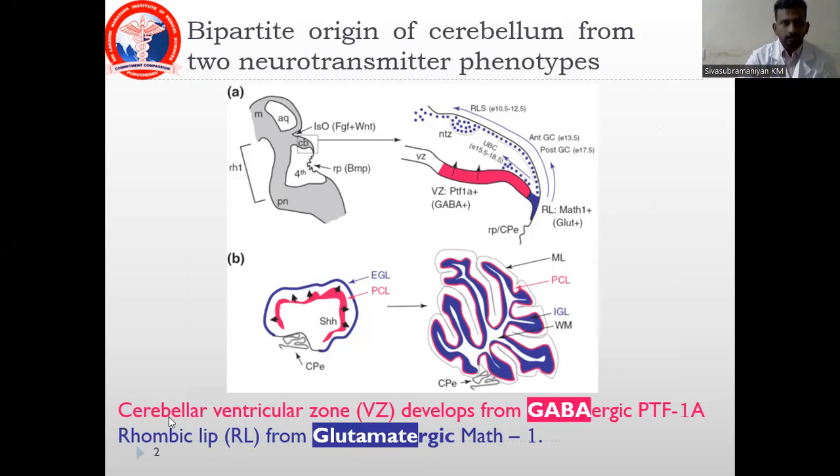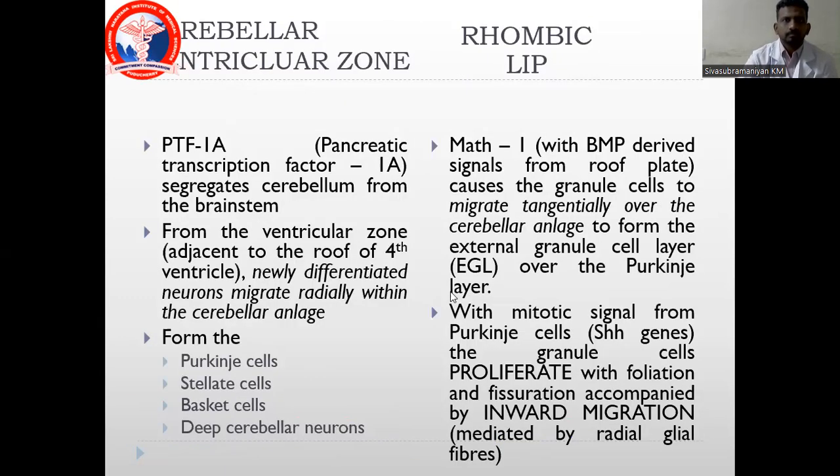There is the cerebellar ventricular zone that develops from the GABAergic PTF1A pathway, and the rhombic lip that develops from the glutamatergic MATH1 pathway, denoted in blue. You can see here the inner layer is the rhombic lip. So the cerebellar ventricular zone has a PTF1A gene that segregates the cerebellum from the brainstem.